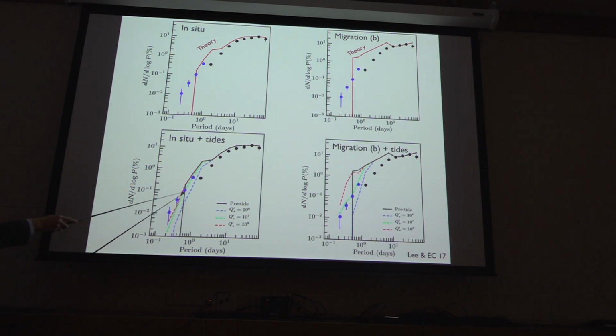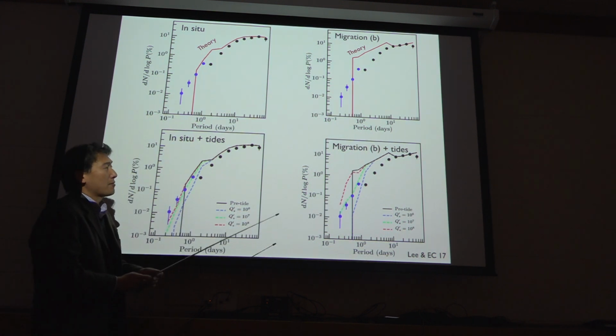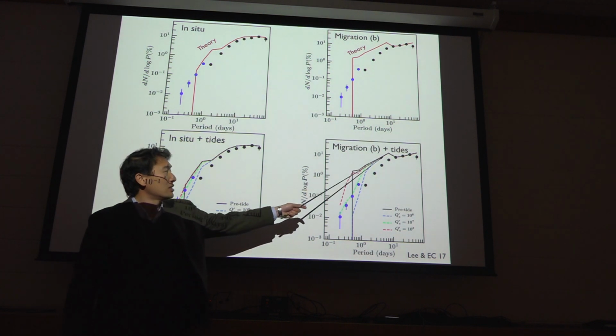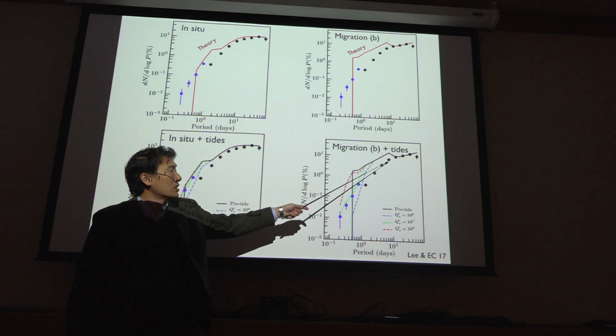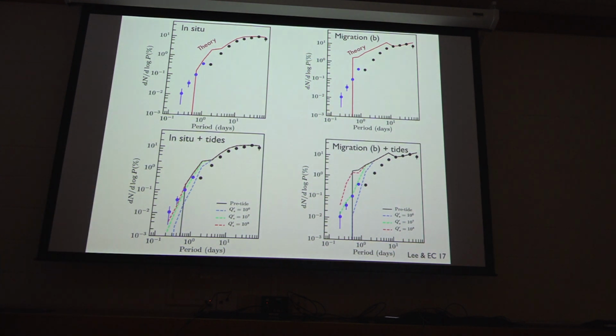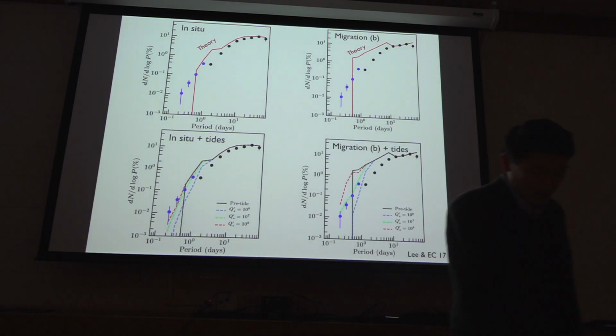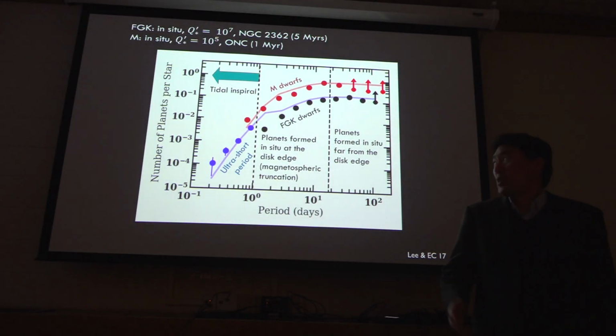So you could do better for the USPs. Okay, you do better for the USPs for both the in situ and the migration models. But I'd still say this excess is still problematic for the migration picture. Okay, so I present this as an independent line of evidence in favor of in situ formation for super Earths.